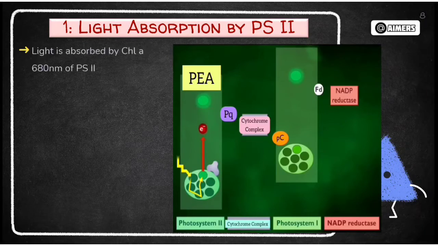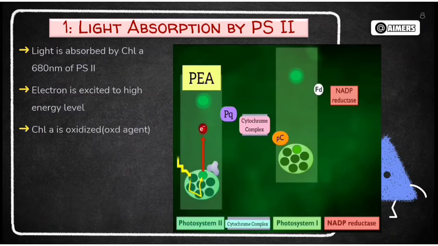So first step is that light is absorbed by the chlorophyll A of photosystem 2, which can absorb a maximum wavelength of 680 nanometer. Then what happens is that electrons, by absorbing the light energy, get excited to a higher energy level. Now look here that as the electrons have been removed from the photosystem 2, we say that the chlorophyll A of the photosystem is now oxidized because electrons have been removed from the chlorophyll A of reaction center of photosystem 2.